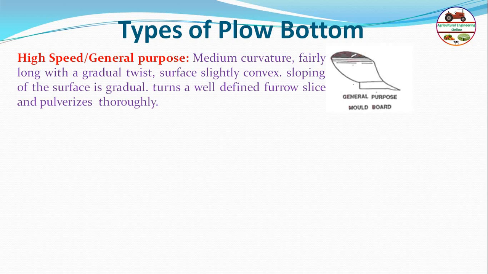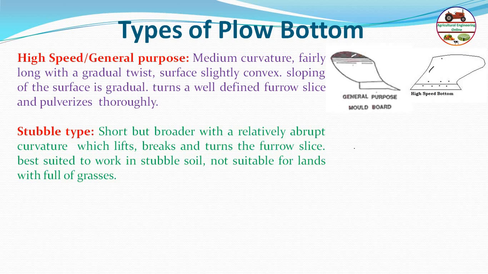The surface is slightly convex, the sloping of the surface is gradual, and it turns a well defined furrow slice and pulverizes thoroughly. So it is generally used for general purpose, and most of the time this type of plough is used if a special purpose is not required. It will look like this, with a gradual twist, or you can say the slope is gradual.